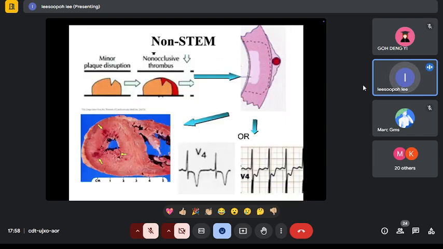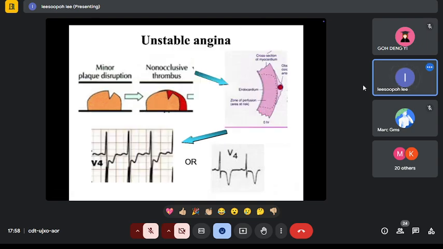And how about non-STEMI? Non-STEMI means it's a non-ST elevation. When in non-ST elevation, there's also a thrombus or plaque rupture. There's significant ischemia causing reduced perfusion to the heart, and there's a muscle injury. So you can see there's injury to the wall muscle, but there is no necrosis, there's no cell death. Okay, that's how you differentiate between them.